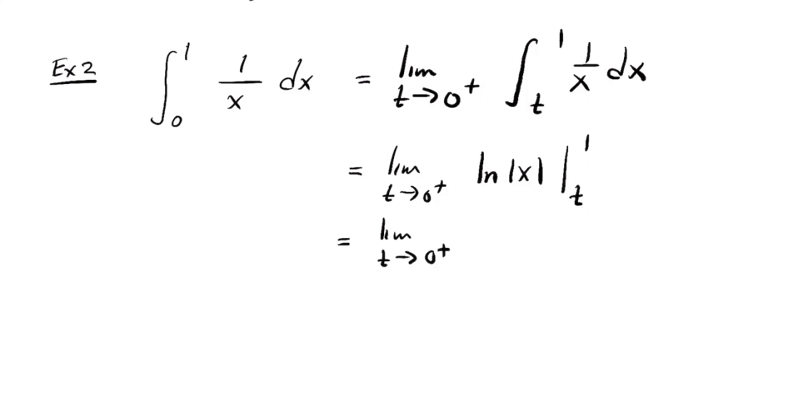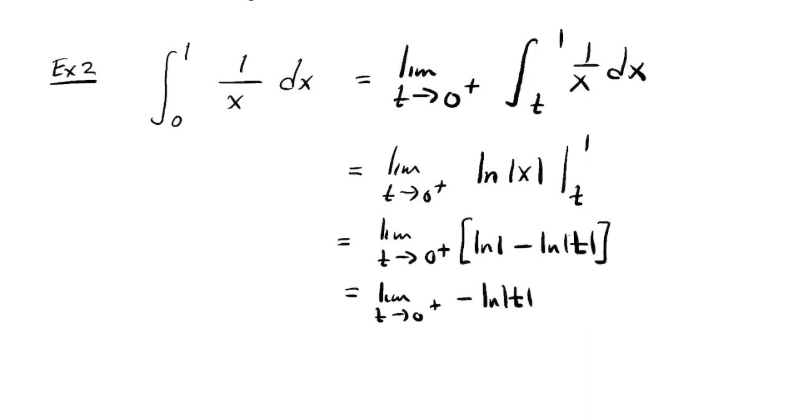So I'm going to take the limit as t goes to 0 from the right of the log of 1 minus the log of t. Okay, the log of 1 is equal to 0. So that's the limit as t goes to 0 from the right of the opposite of the natural log of t. And you know from properties of logarithms that as t goes to 0 from the right, the logarithm goes to negative infinity. So that minus sign is giving me infinity.